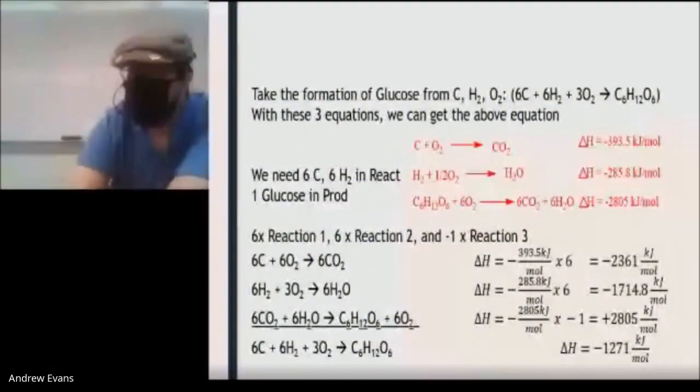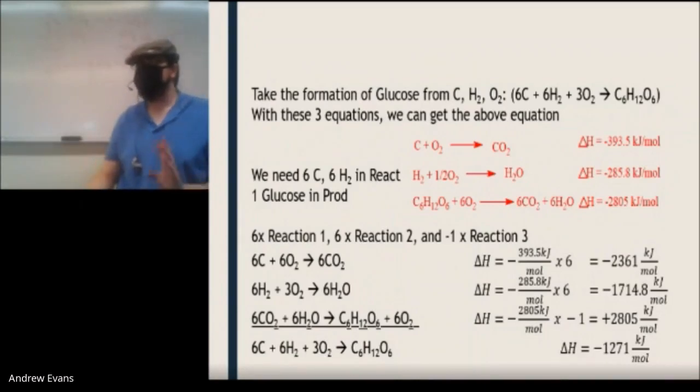How would you get the energy of glucose, the sugar, by taking 6 carbons, 6 hydrogens, and 3 oxygens to make C6H12O6? This basic building block of life, how much energy would it take to form this?